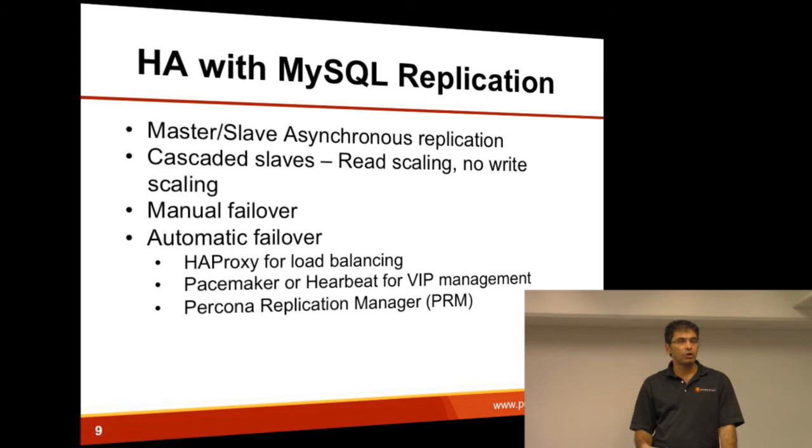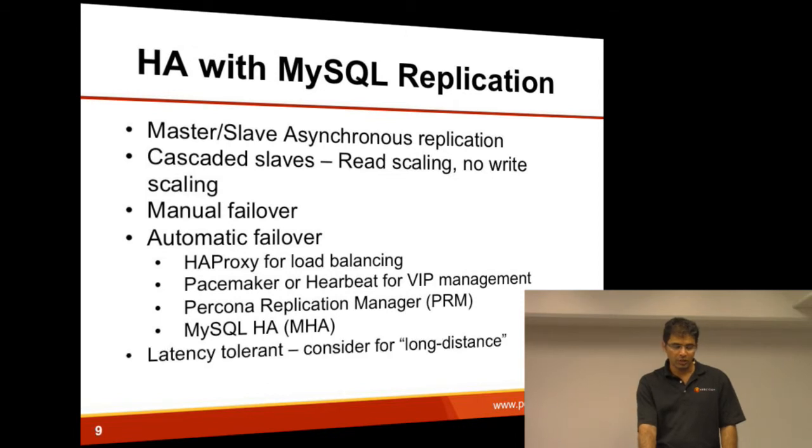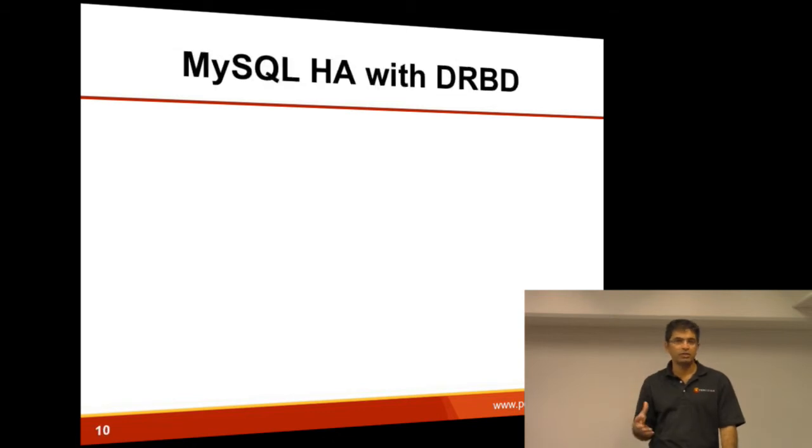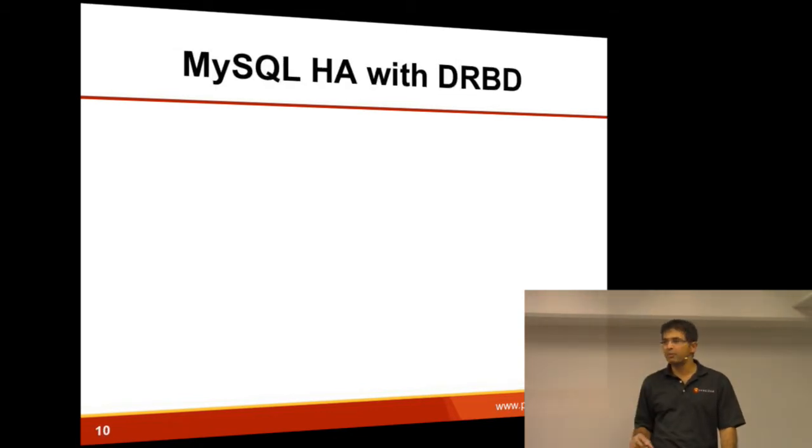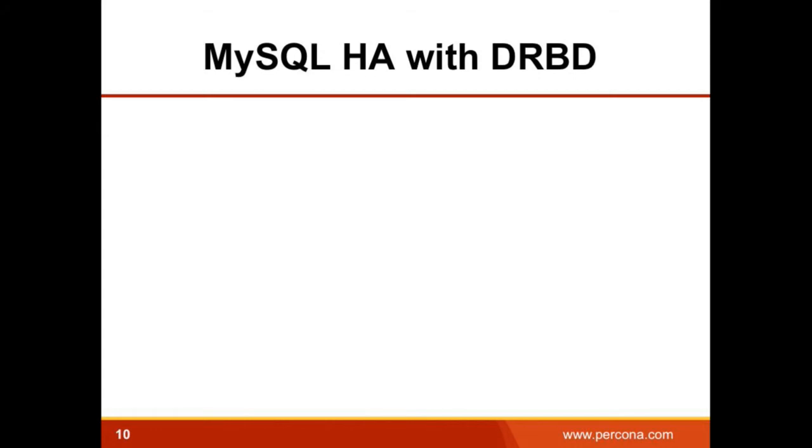What we have done at Percona is something called Percona Replication Manager, which uses Pacemaker and HAProxy and helps you do automatic failovers. Or you can use something like MySQL HA. It's latency tolerant, so it's good for long distance because it's asynchronous, especially if you have a smaller pipe. This is your traditional approach.